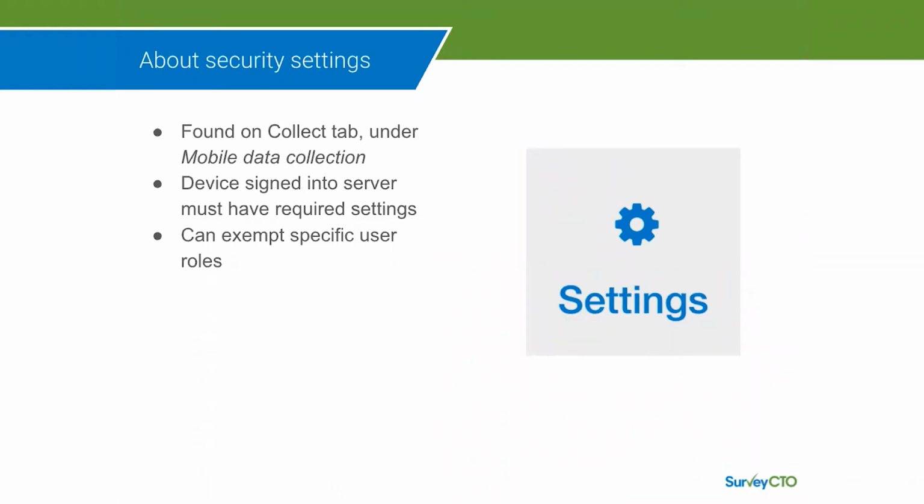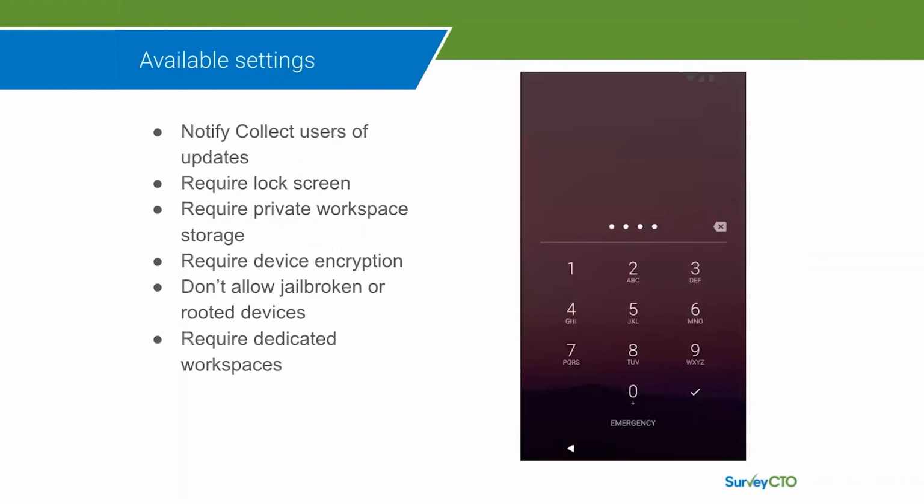These settings can be managed from the Collect tab of your server console. To access these new settings, log into your server console, go to the Collect tab, and under Mobile Data Collection, click Settings, and the mobile settings will appear. These settings involve enforcing certain security settings on collection devices before the enumerator can download forms and submit data to the server. You can also exempt certain user roles from these settings so certain user roles can collect data without them. Let's discuss the available mobile data collection settings.